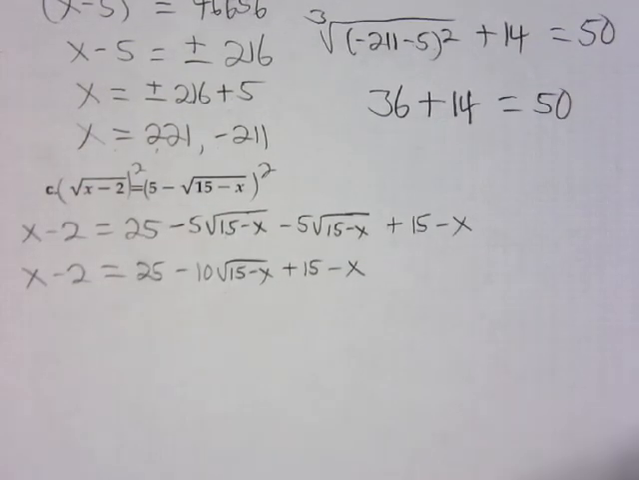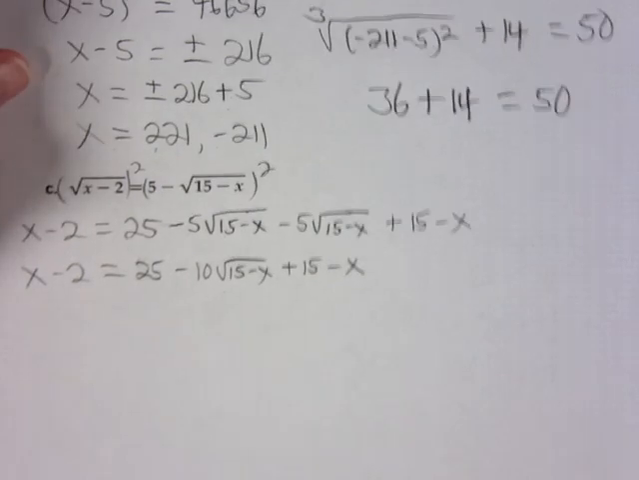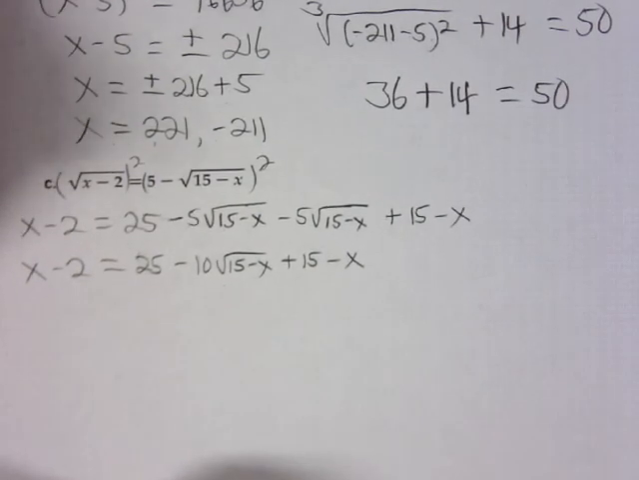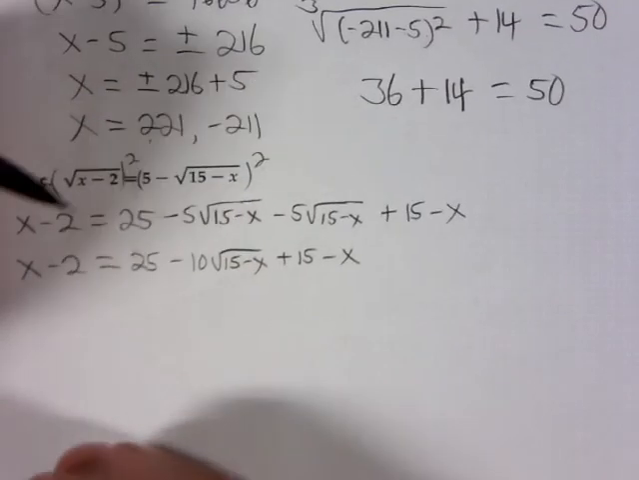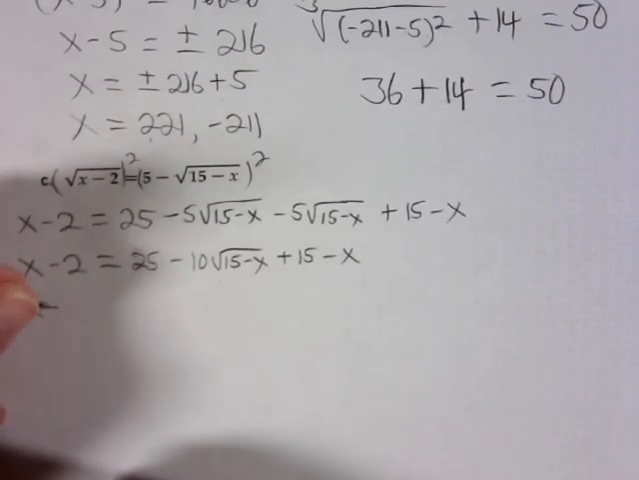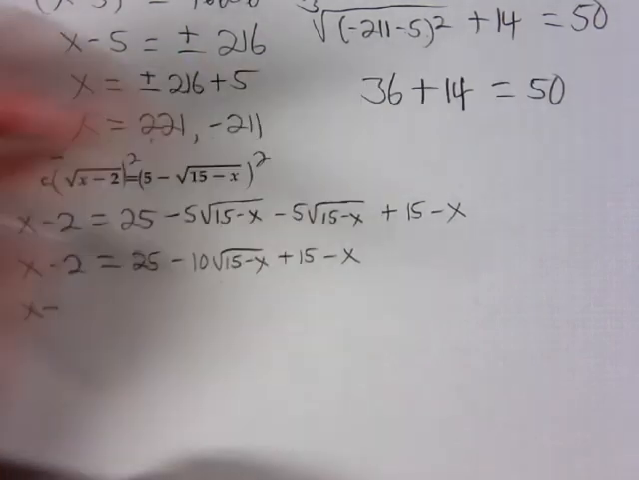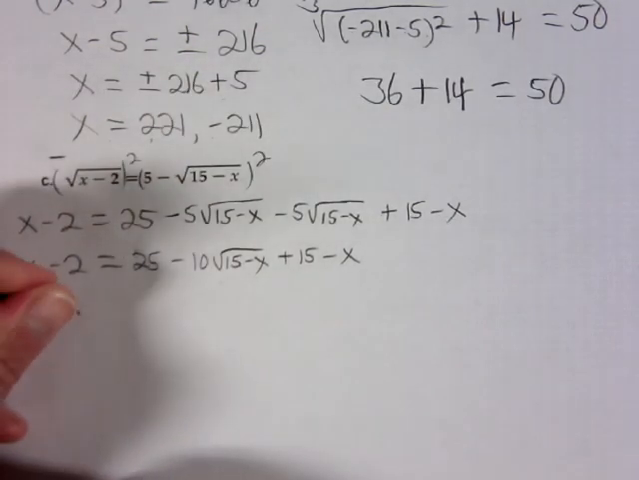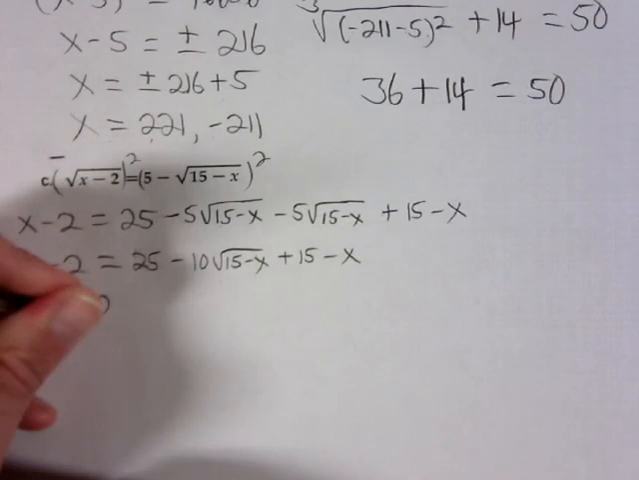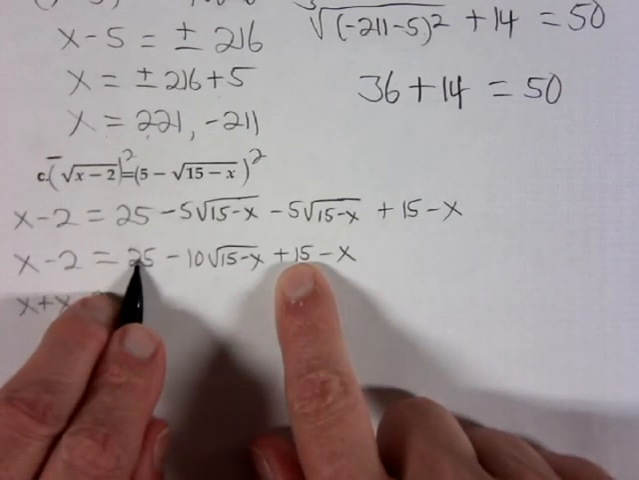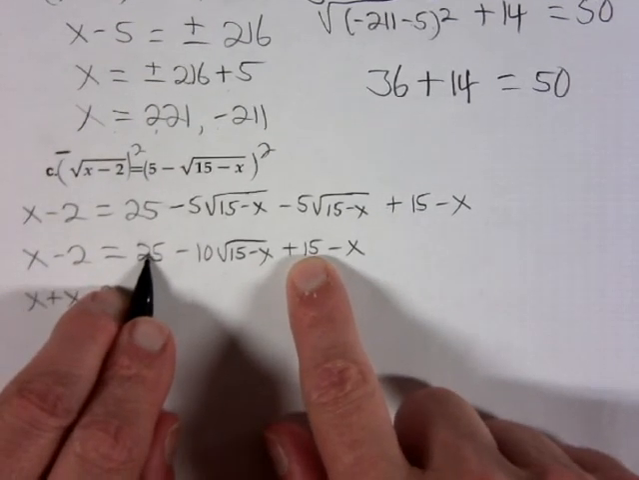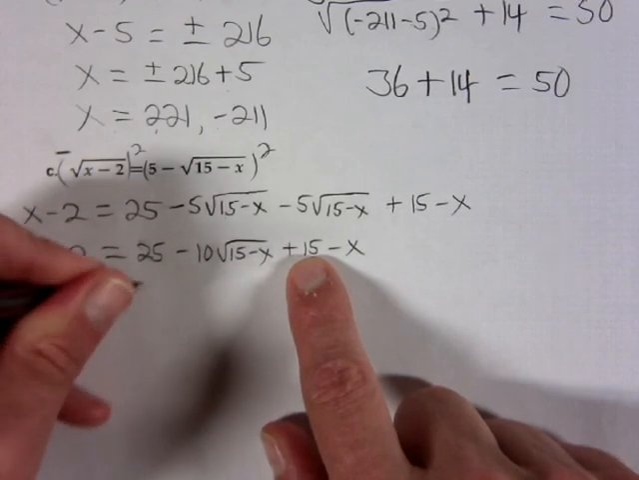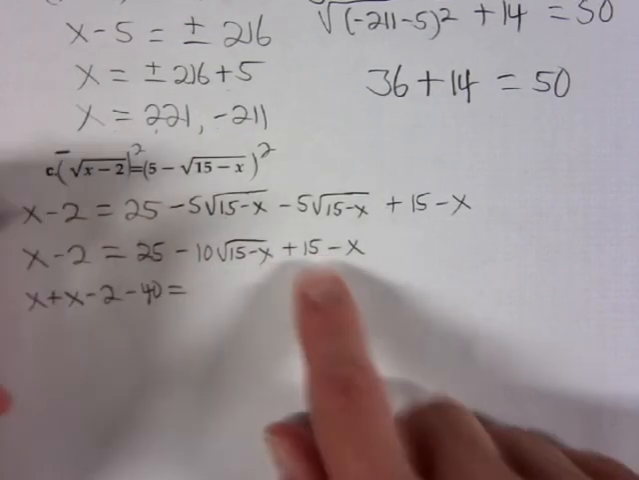All right, so let's see what we can do next here. I would say that we can now get all of our x's and regular numbers on the same side. And so when we do that, we can go x plus, whoops, bring the x over here. Minus x will become plus x. And we can go negative 2. I can combine those together right here and get 40, right? And then move the 40 over and make that minus 40. So we'll combine as much as we can as we go.